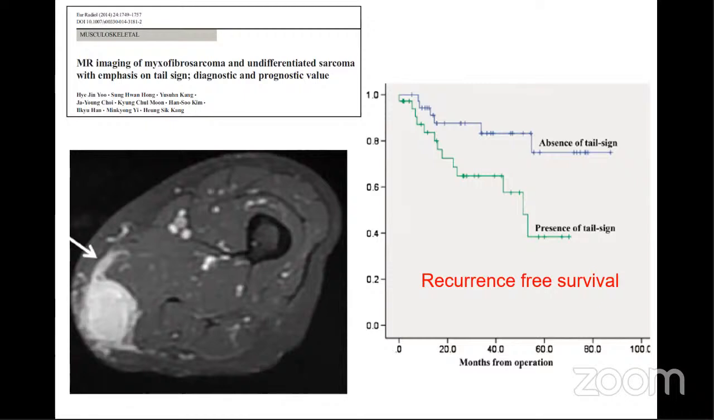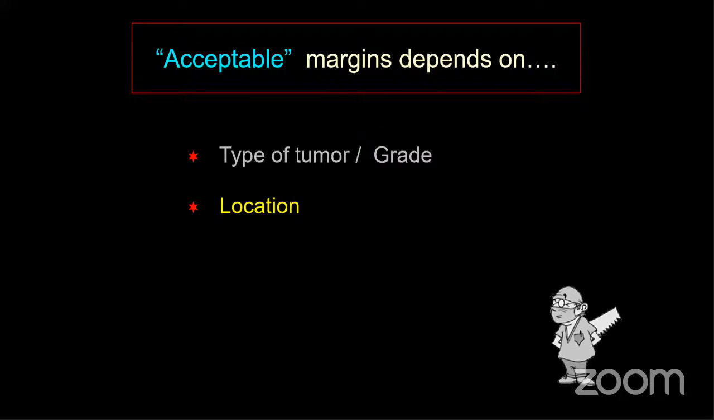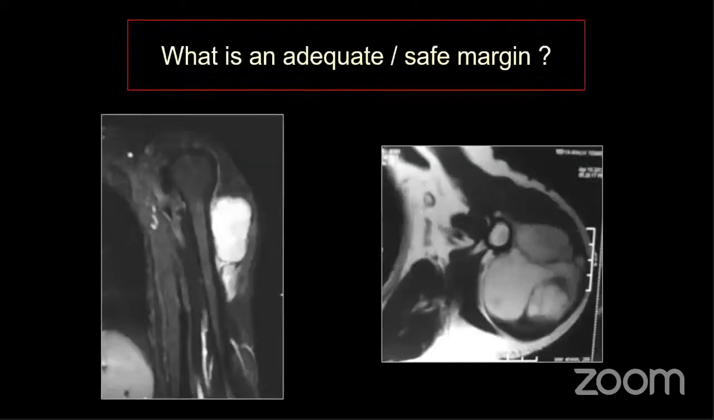And this recurrence-free survival graph adequately shows how in myxofibrosarcoma tumors that didn't have a tail sign, the local control was much better than in tumors that had a tail sign. And that is why we use additional quantitative values in this tumor. The location of the tumor also largely determines your margin. For example, tumors like this, which are stuck to bone, we all know that we will not get quantitative values, and therefore we use the qualitative nature of the periosteum to actually make certain that we have got it out with what we would call an acceptable margin.